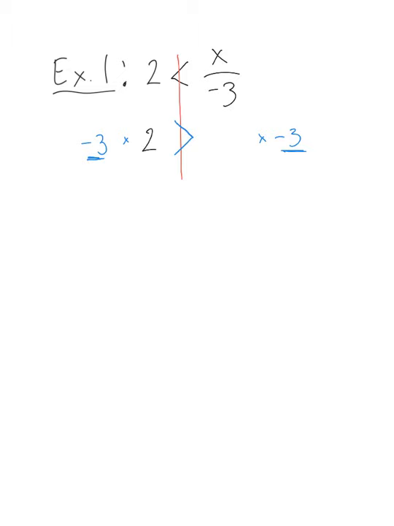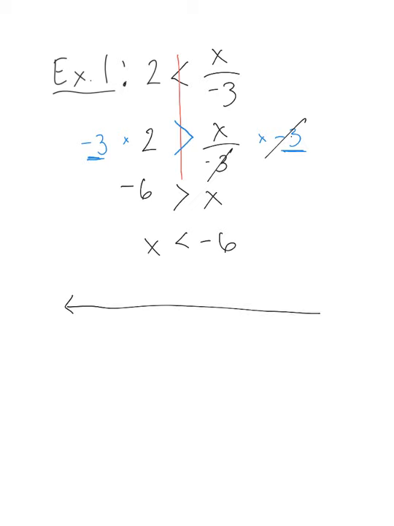When I do that on the left, I get -3 times 2 makes -6. On the right, x divided by -3 times -3, the divide -3 and times -3 cancel, leaving just x. And I get -6 is greater than x. Now, hopefully you're realizing that another way of writing -6 greater than x is to say x less than -6, right? And I usually like to read these left to right when I go about setting up my graph.